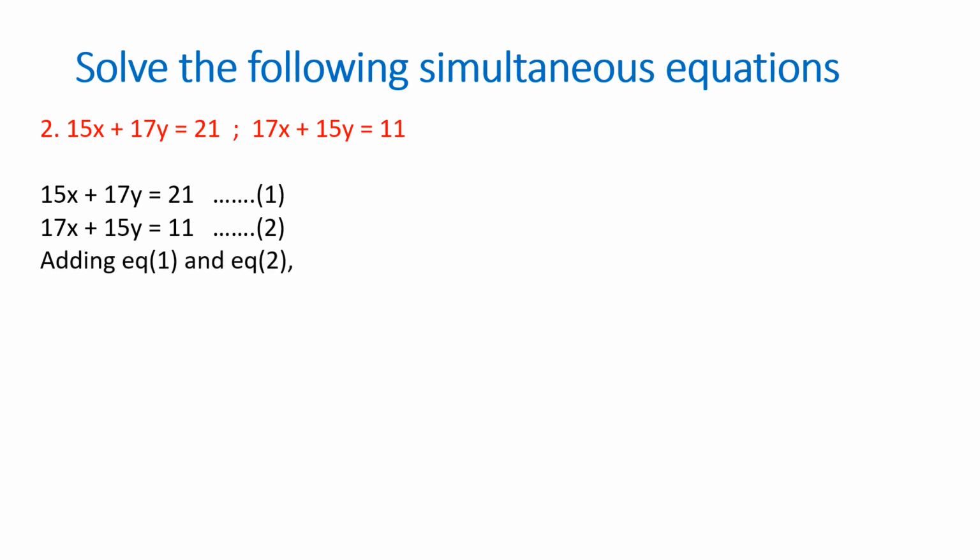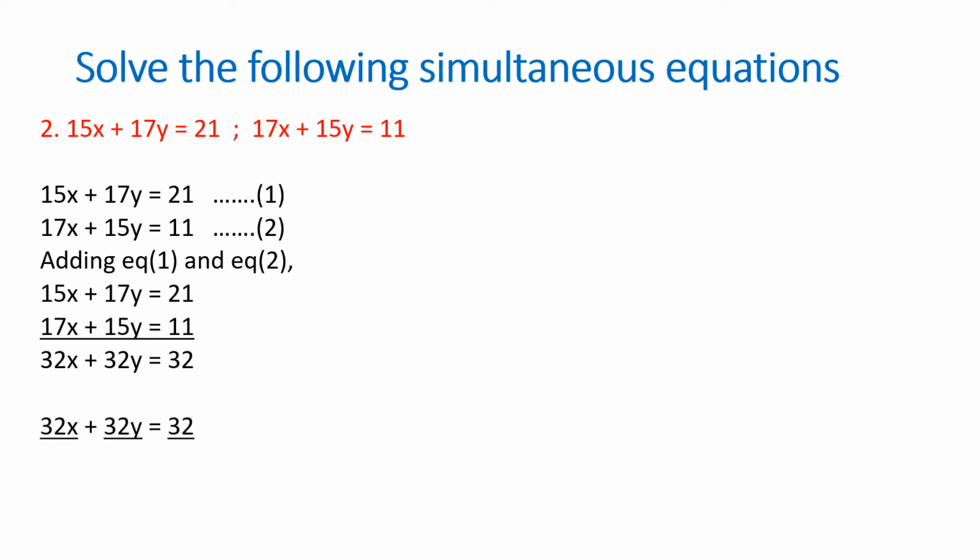Okay, so adding equation 1 and 2. We'll add them first. When you add 15 and 17, you get 32 and 32. So you are having 32x plus 32y is equal to 32. We are going to reduce this equation by dividing it by 32. When we do that, 32 divided by 32 will be 1, and 32 divided by 32y will also be 1y, and the 32 divided by 32 will be 1. So we get equation 3.